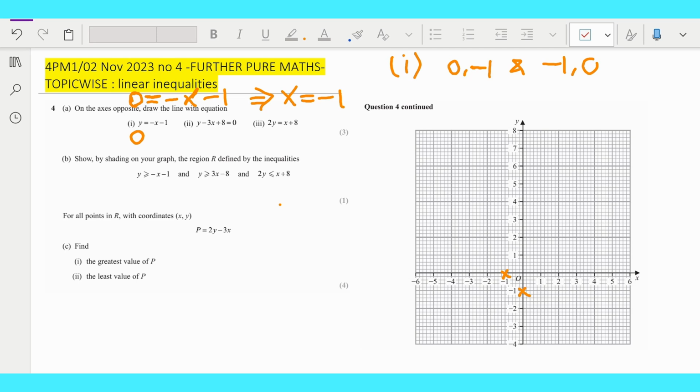So we have to connect these two coordinates to make the first line. There we go, our first line is done. This is from the x and y intercepts. This is the y intercept, this is the x intercept, this one for here and this one for here.